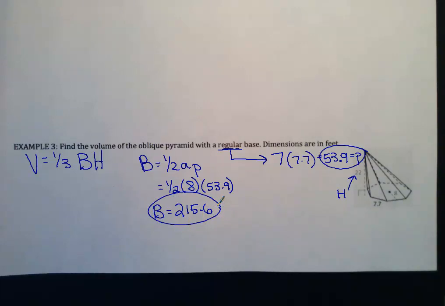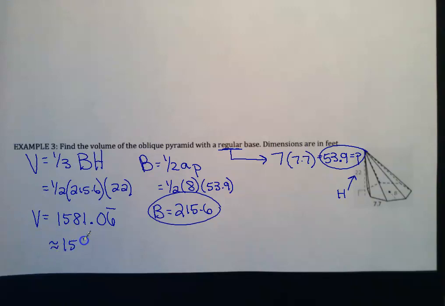All right, so now we're ready to put our base into this formula. Our volume equals 1/3 times 215.6, and what did you say our height was? Times 22, because that was over here. So our volume equals 1581.06 repeating. Let's round that: 1581.07. 1581.1, however, is fine with me.